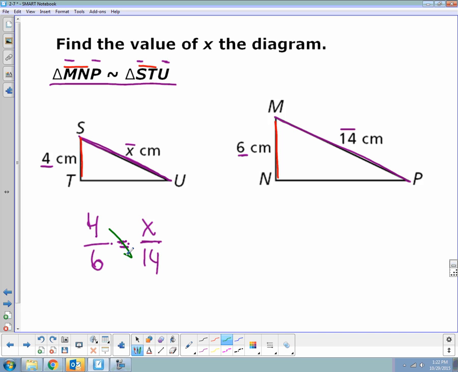I can cross multiply. 4 times 14, 6 times x. So 4 times 14 is going to give me 56. And 6 times x is just 6x. I divide both sides by 6 to get x all by itself. There we go. 56 divided by 6. So I could use a calculator and figure that out.